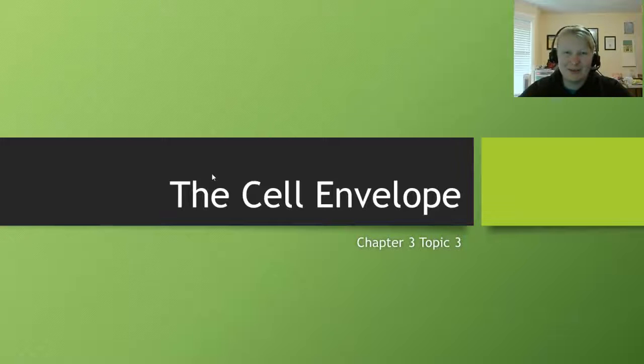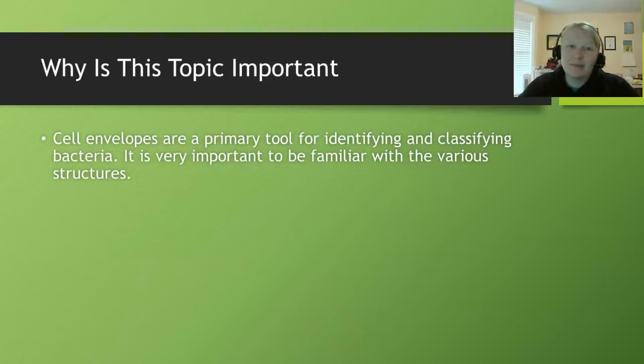Welcome to Chapter 3, Topic 3. This is a cell envelope. We've talked about the inside of the cell, we've talked about the outside of the cell, now we're here to talk about what separates the two. Remember that prokaryotic cell envelopes are very unique, and this is one of our first steps to differentiate between bacteria in the laboratory. And that's precisely why this topic is important.